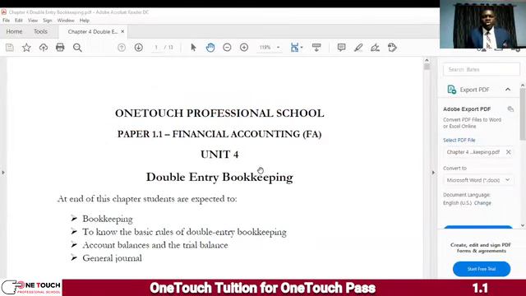One, we should have an appreciation of what is meant by bookkeeping. We also look at the basic rules of double entry bookkeeping. Then we'll move on to account balances and the trial balance. And finally, we'll look at the general journal.